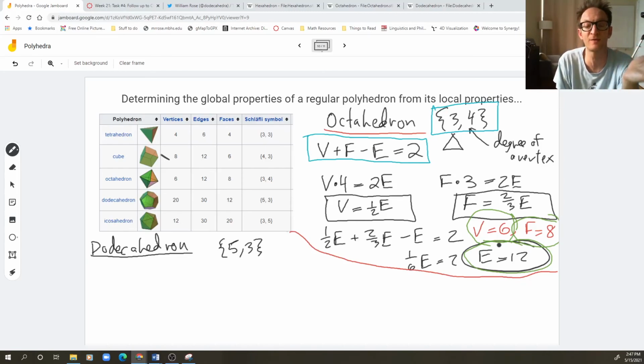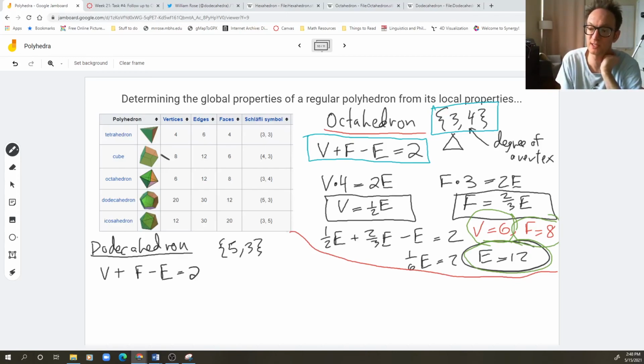In other words, I don't know how many faces it has, I don't know how many vertices it has, and I don't know how many edges it has. All I know is that at every vertex, there are 3 pentagons. From that, can I prove all this other stuff? Yes, I can. Once again, I will use V plus F minus E equals 2. This is like the polyhedron formula. And then I again do this handshake argument twice.